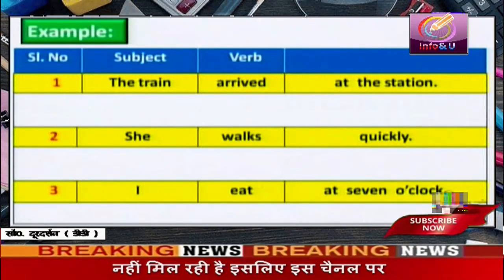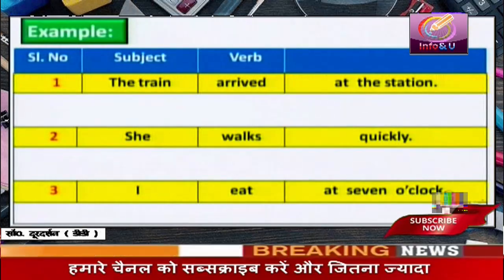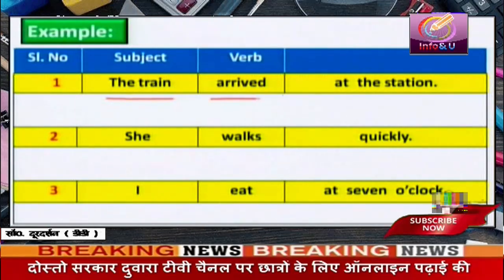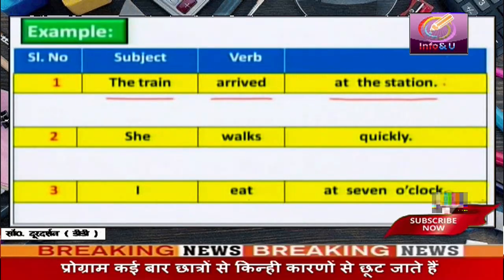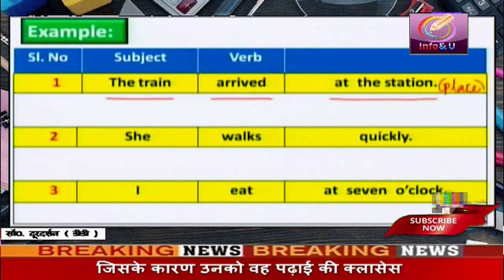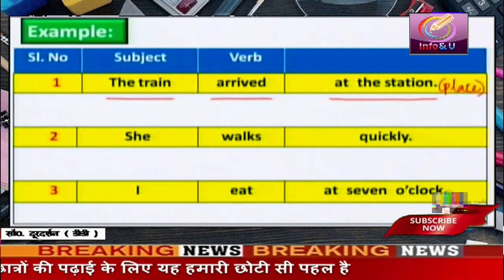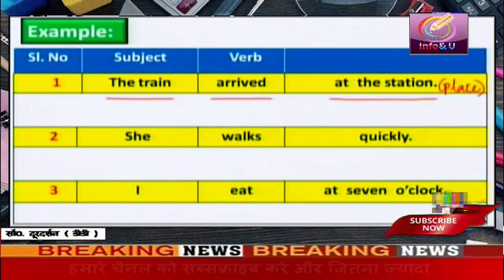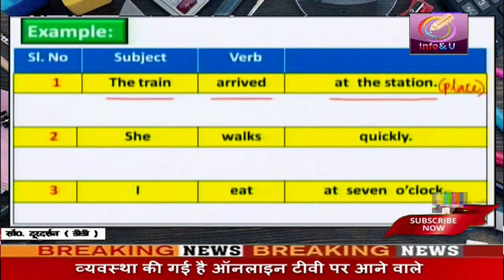These are examples. Number 1. The train arrived at the station. The train is subject, arrived is verb, but at the station is place. This action arrived done by the train is not received by at the station because this is not an object. This part tells place. So arrived is intransitive verb.